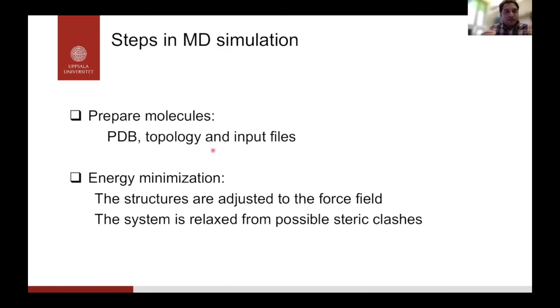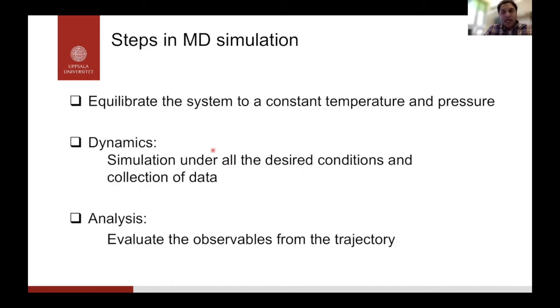So overall, the key steps in the MD simulation are to prepare the molecules, the PDB, topology and input parameter files. Then when you start the simulation, you need to perform the energy minimization first, because when you insert all the molecules in the simulation system, some of the molecules might overlap, some of the beads or atoms might overlap with each other. That is what we don't want in the simulation, because it can lead to instability. So the molecules need to push each other apart, and then you come up with an energy-minimized system. Then you need to equilibrate the system to your desired temperature and pressure.